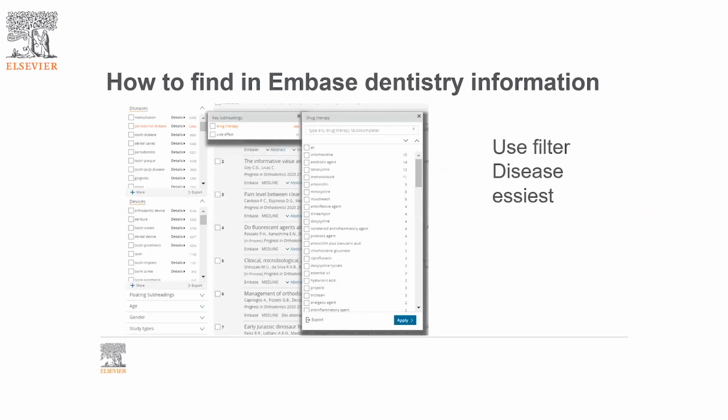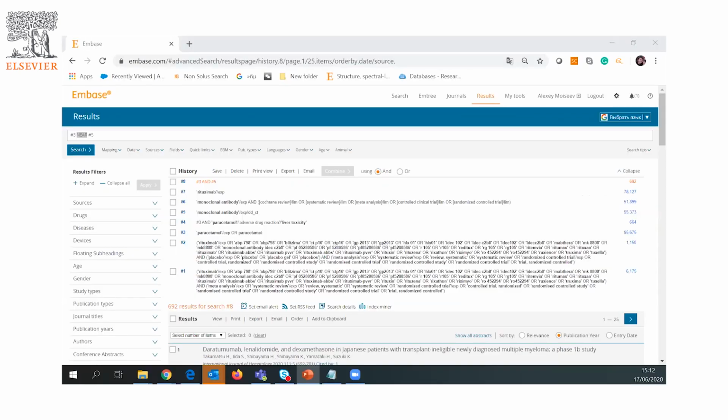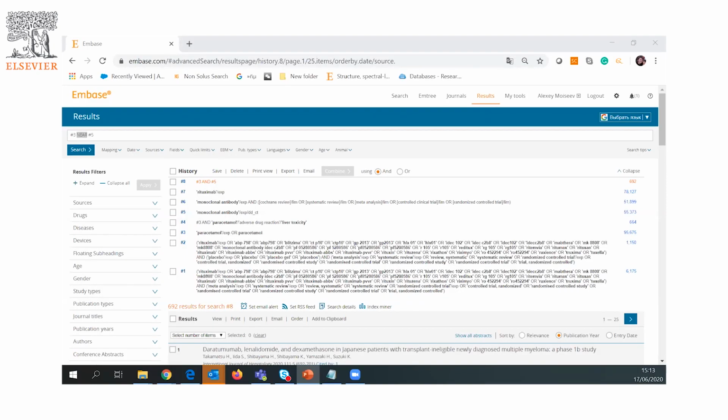You will find all the things on the slide that you will download from the Research Academy. A lot of different things exist in Embase, for example, information about resistance to antibiotics and a lot of other things.